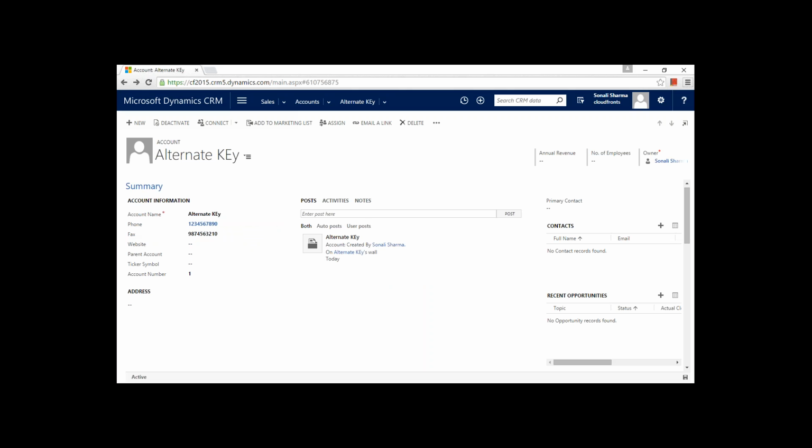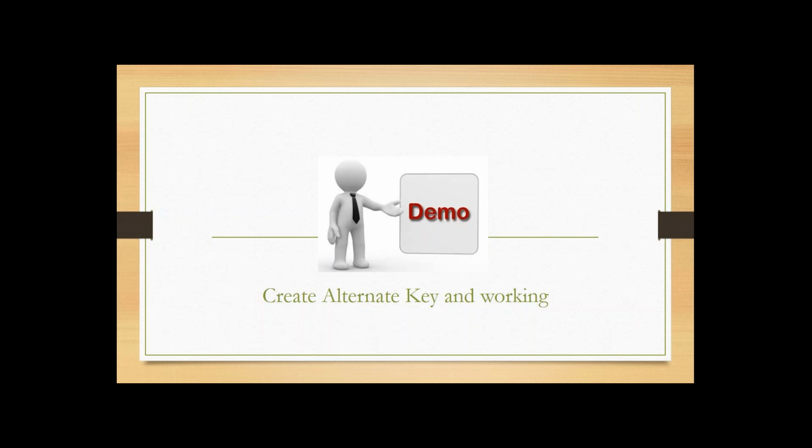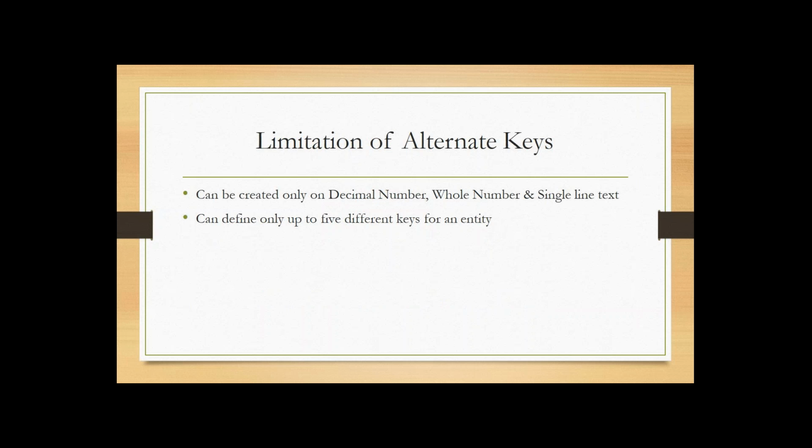This is it with the demo. Let's go to the presentation. Alternate key also has a few limitations. Alternate key can be created only on decimal number, whole number and single line of text fields, and you can define up to only 5 different keys for the entity. So that's it for today's session.